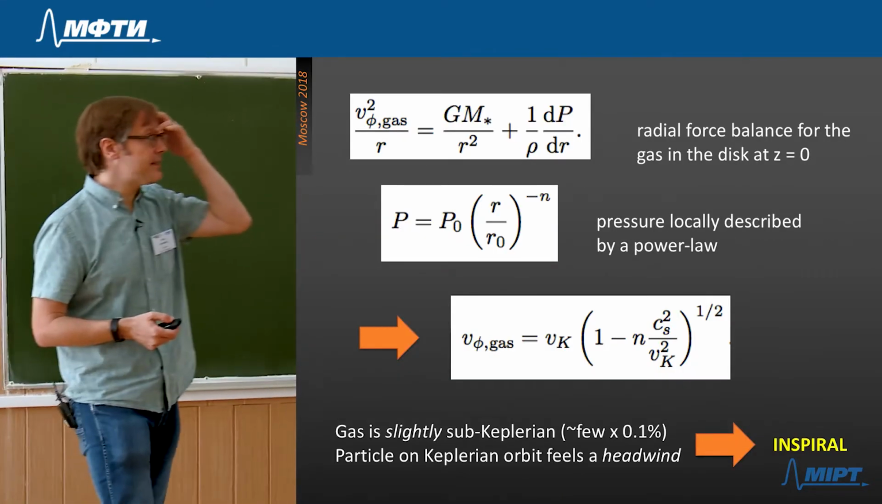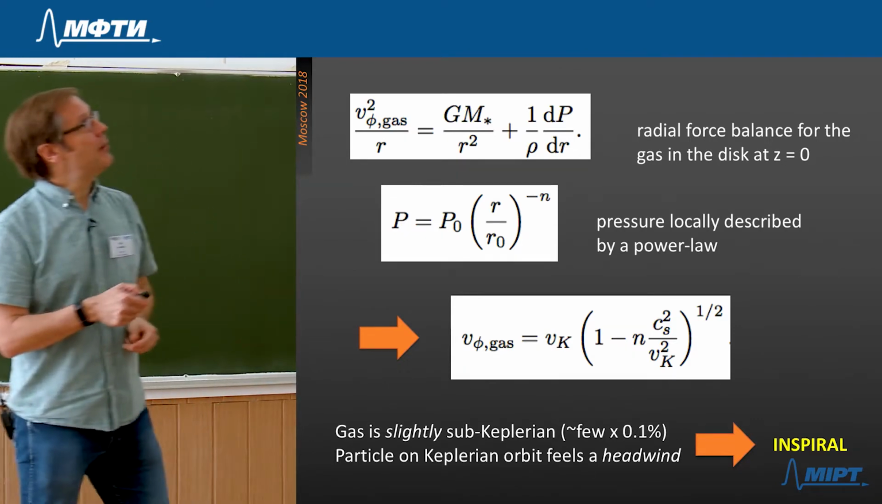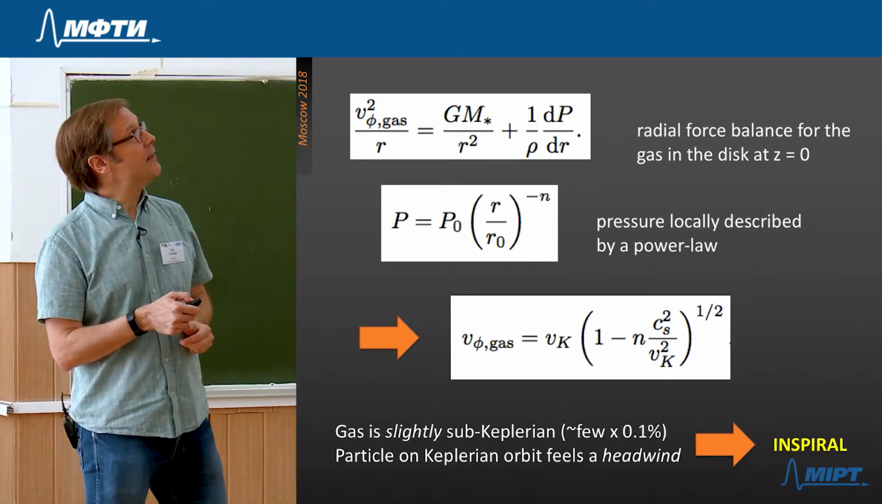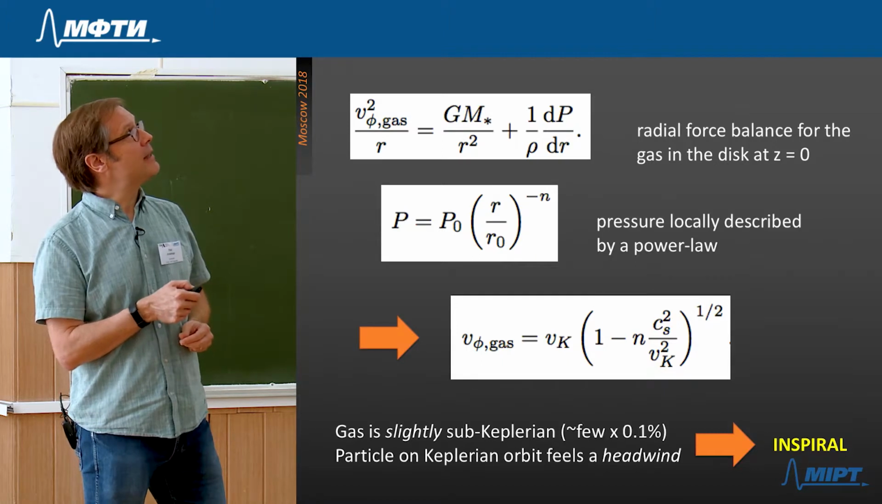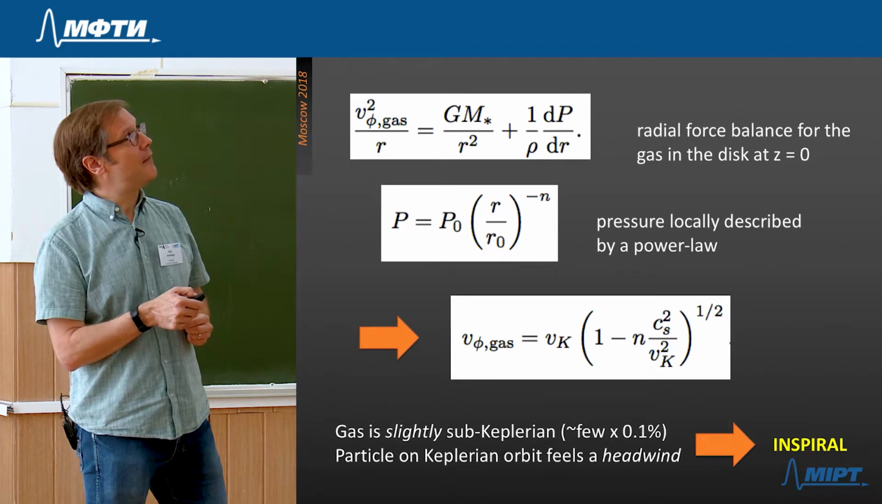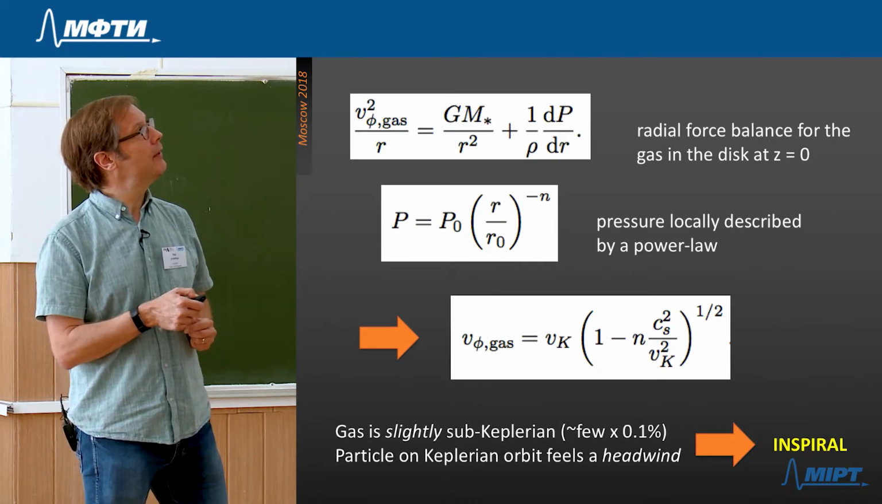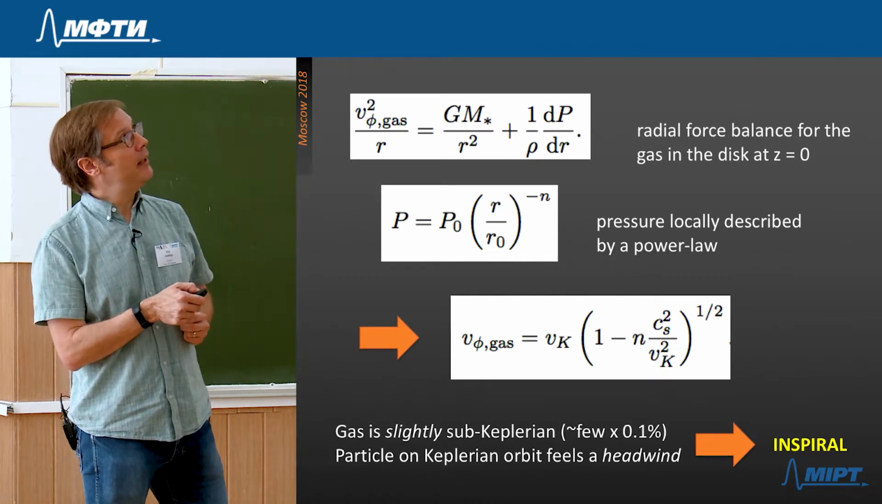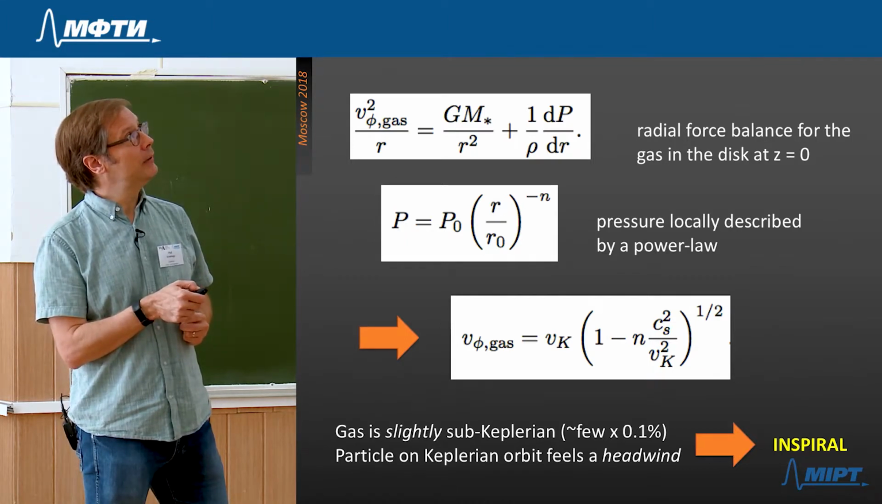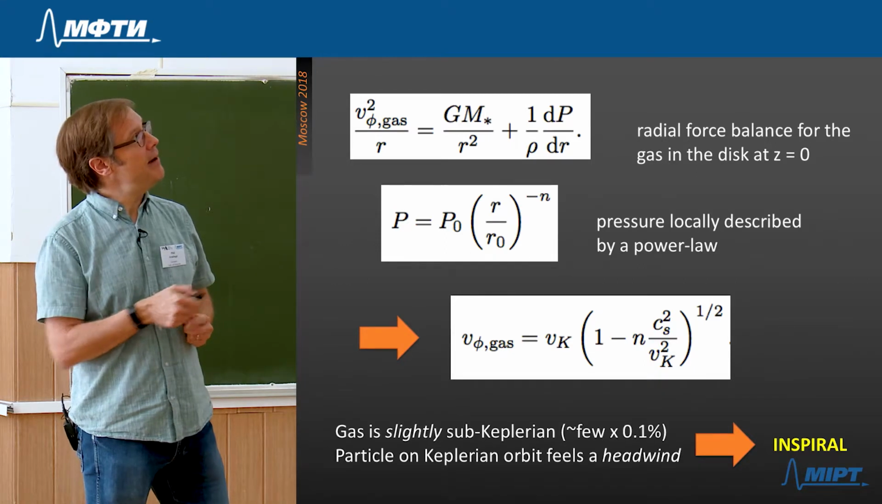Okay, so you can work this out. Let's imagine we have this force balance in the gas. So the gas azimuthal velocity is basically balanced by the stellar gravity, but then we have this small component which is due to a radial pressure gradient. Okay? Let's say that the midplane pressure is some local power law with some index n.